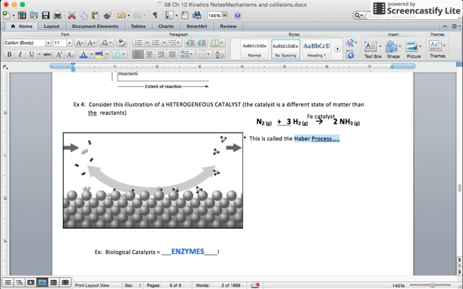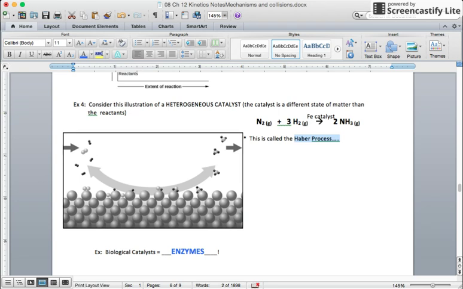And then when the other guy comes flying through and a collision occurs, it's really easy to make the NH3 product. So by having that metallic catalyst, it sort of weakens the bonds, which lowers the activation energy. Therefore, more collisions are effective and more collisions make the reaction rate go faster. Okay, so that's a really great example of heterogeneous catalyst.